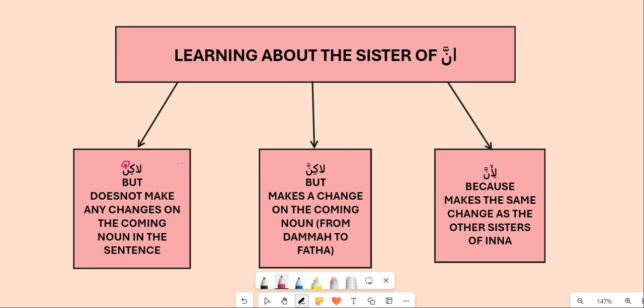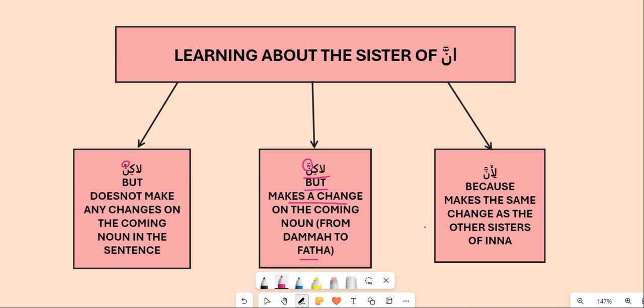Now coming to lakinna, it also means but, and the difference is the noon is having a shadda and the fatha. So this does make a change in the noun from dhamma to fatha, and the mubtada is now known as ism lakinna, and the khabar is now known as the khabar lakinna. So yes, this is the sister of inna, and it does bring some changes on jumla ismiya.